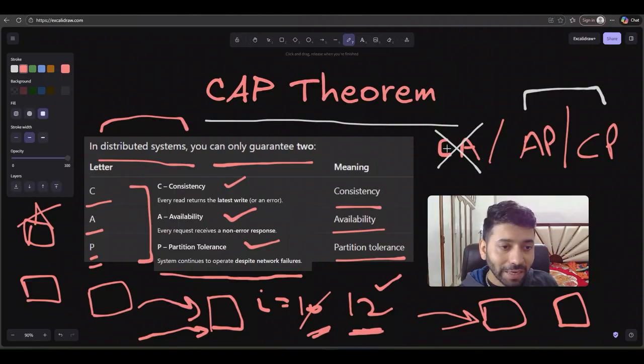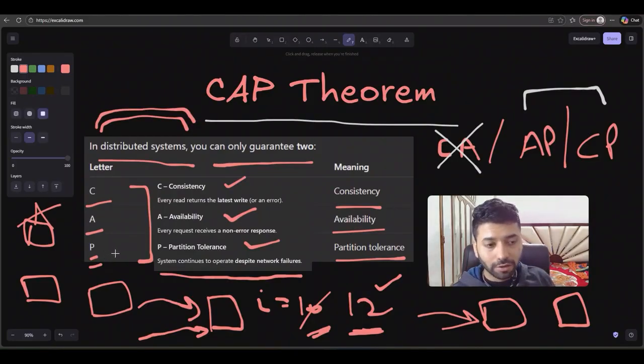Now why did we say CA is not possible? Because we are talking about distributed systems, P, or partition tolerance, is a required, must-have thing. Otherwise we won't have the distributed system set up. So in CAP, we can provide either consistency with partition tolerance, or availability with partition tolerance, because P is mandatory as we are talking about distributed systems. But now the question comes: why are we saying we can guarantee only two of these? Why can't we have all three: consistency, availability, and partition tolerance?